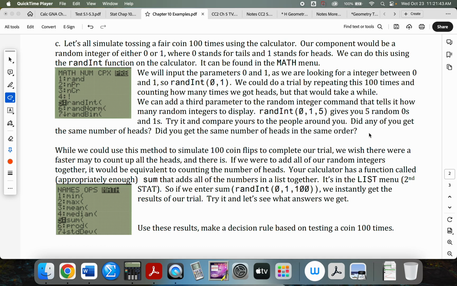Probability. What's the matter? Mine doesn't have the random integer. So look, you get probability, then random. Mine doesn't have the one where you can put a column. Oh, darn it. No repeats.